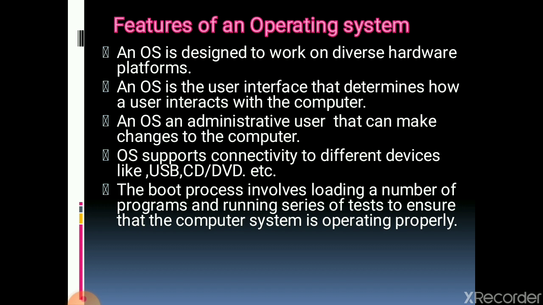The other one is that the operating system is an administrative user which can make changes to the computer. For example, if you add any external devices like USB or a printer, or if you install any software, or download any exe files and try to install them, you'll get a message asking whether you allow these files to be installed on your computer or not. This will be determined by the operating system, so it works as an administrative user in between the applications and the computer.